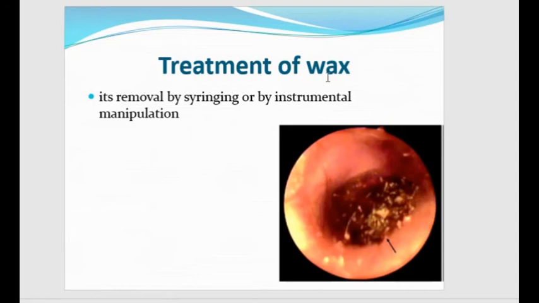Treatment of wax is to remove it either by syringe or by instrumental manipulation. See, this is impacted wax. To remove it, either we use a syringe filled with warm water and push it in a certain direction and then we remove the wax, or by some instrumental manipulation, which is suction.